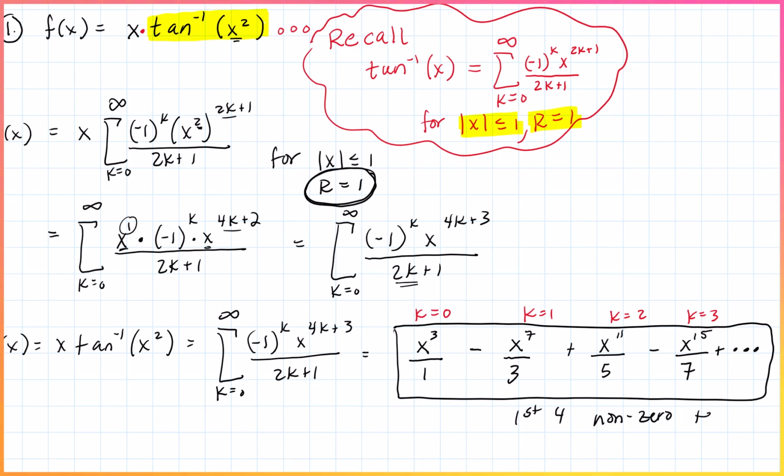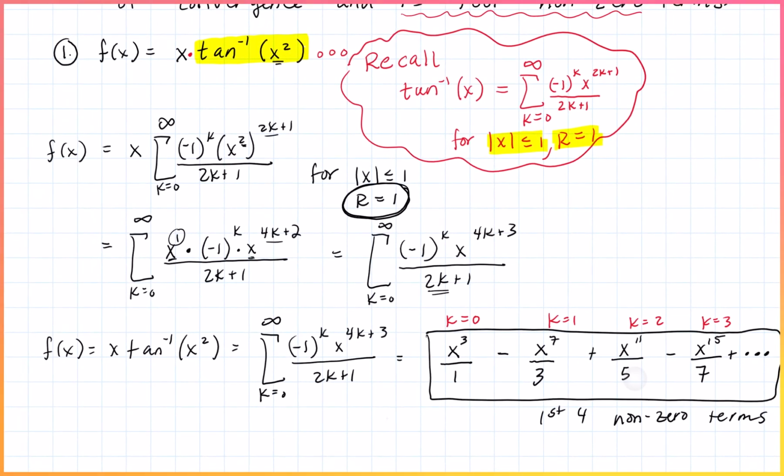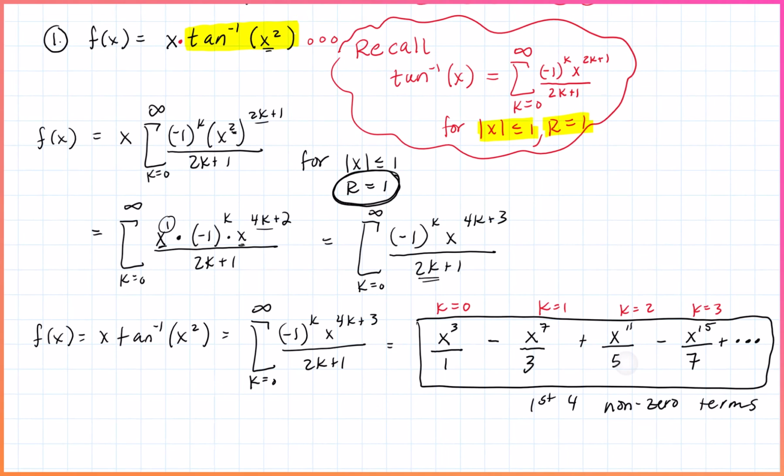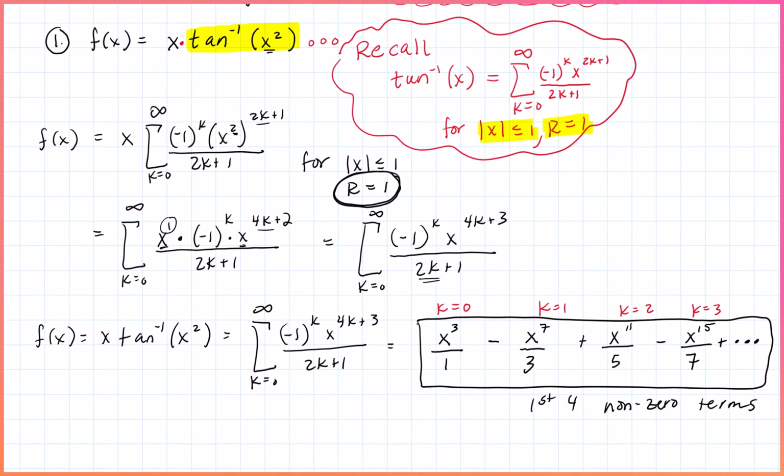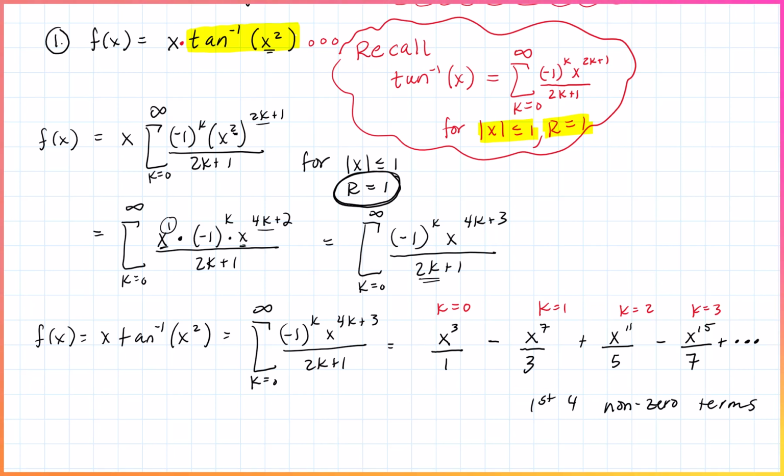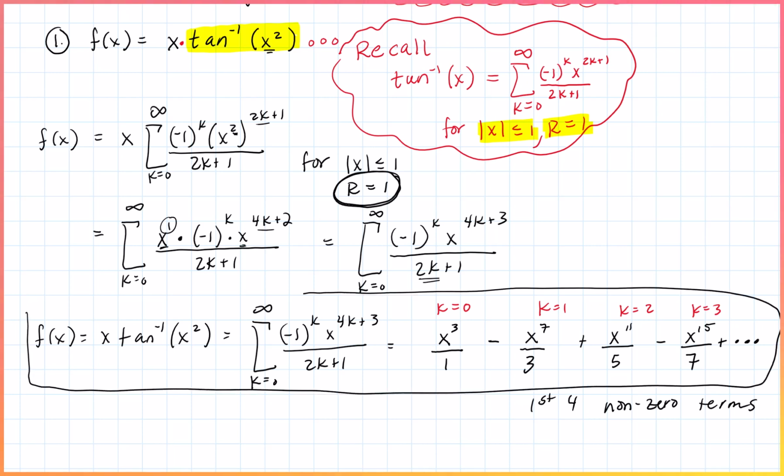Now, if I needed to work with this function for any reason, and I wanted to make estimations, then I could use my first four non-zero terms, or go even further. If I wanted more terms, then I could use those terms. So we have both the power series representation. I should have made my box around all of it. I have both the power series representation, the first four non-zero terms, and my radius of convergence.